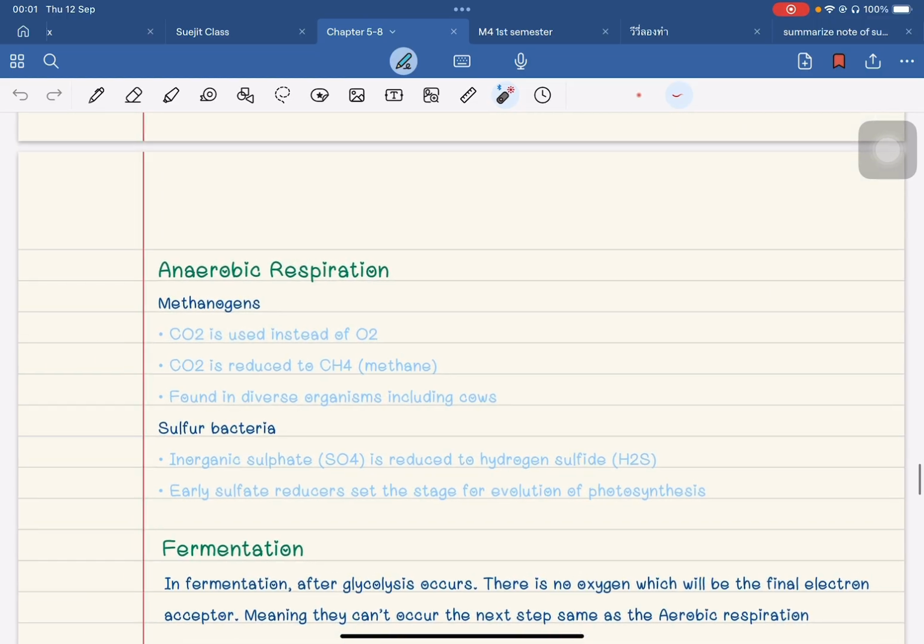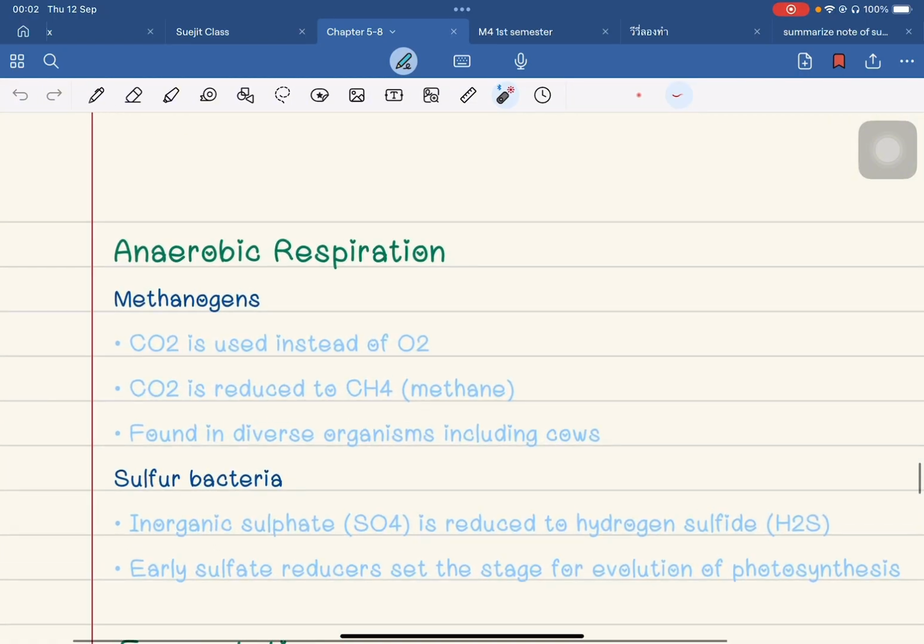In anaerobic respiration, we can have two things. The first is the methanogens. In this one, carbon dioxide is used instead of oxygen, and the carbon dioxide is reduced into methane. This one is found in diverse organisms, including cows.